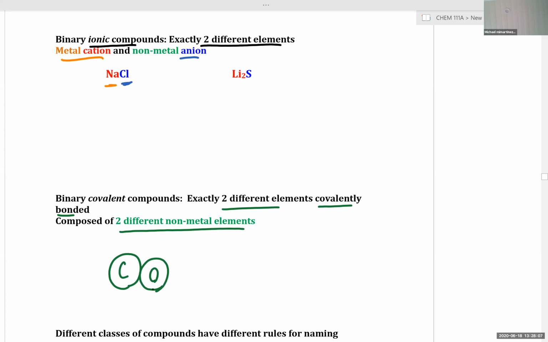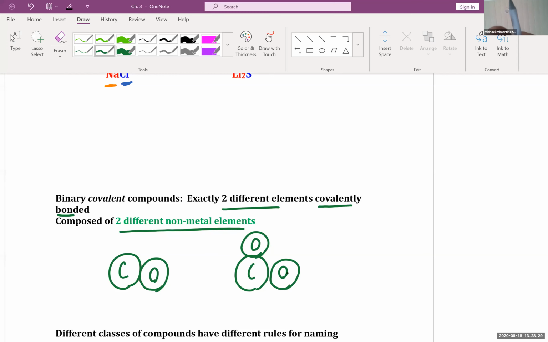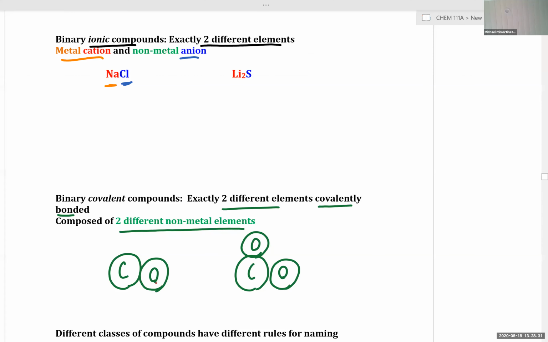Now, we don't just have to have 2 atoms. Another example of a binary covalent compound would be carbon dioxide, where we still have 2 different elements, but we have multiple atoms. Does this make sense to everyone so far? Let me just put a little shading on the oxygen atoms to indicate that they are, in fact, different elements.